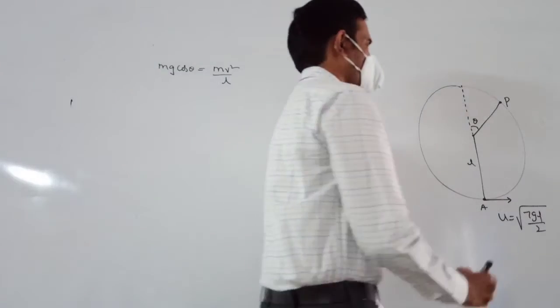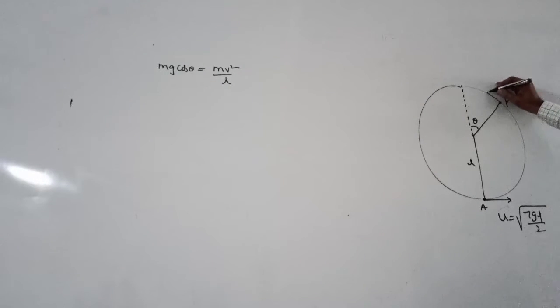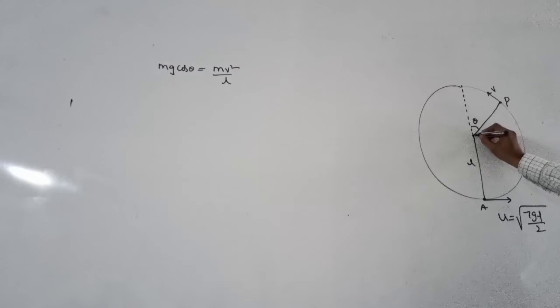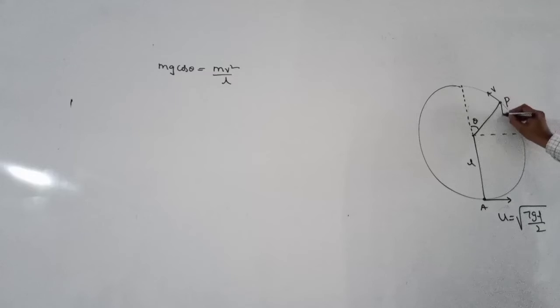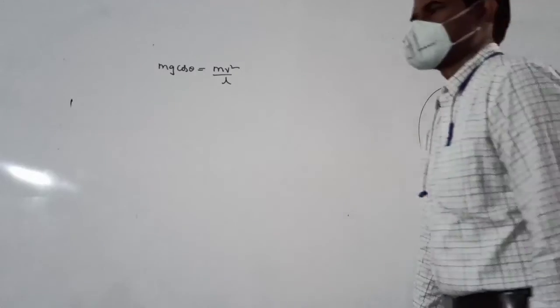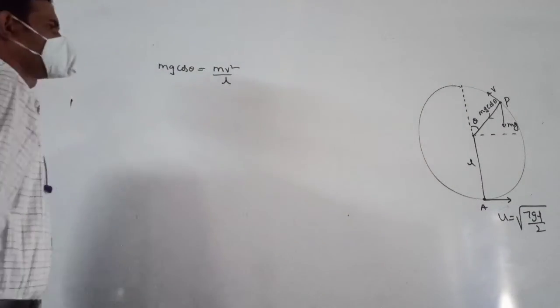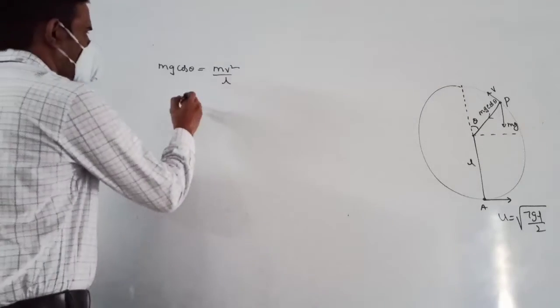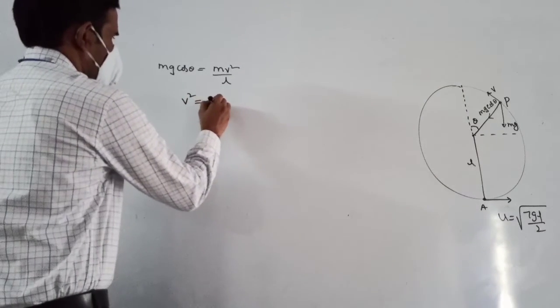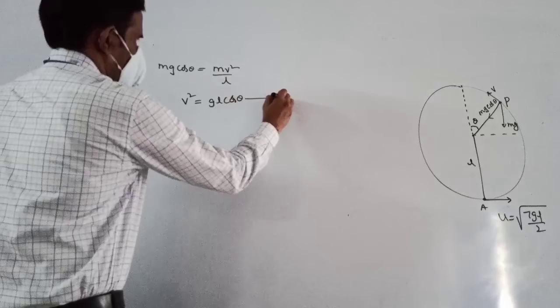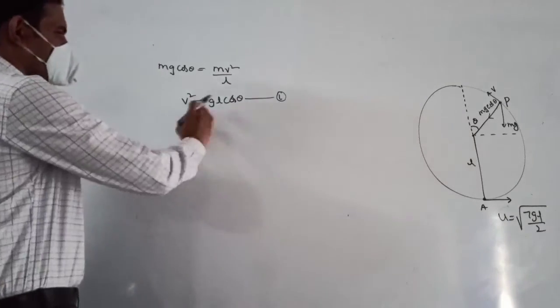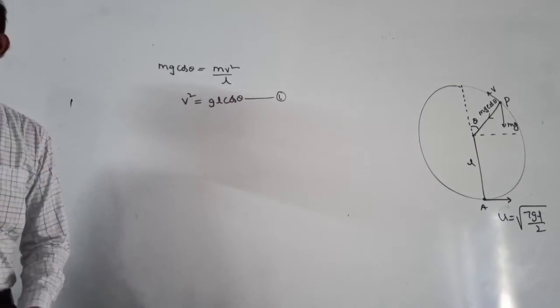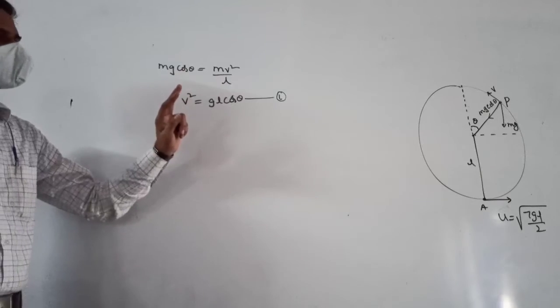Then mg will be there in the downward direction, so this component will be mg cos theta. This means the equation is v square equals gl cos theta. For any problem, this equation will be a fixed equation, because for any problem, tension will become 0 at that point. So you will get the same equation. Based on the initial velocity, the conservation of energy equation would be different.